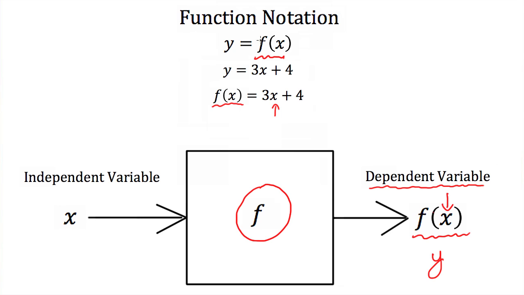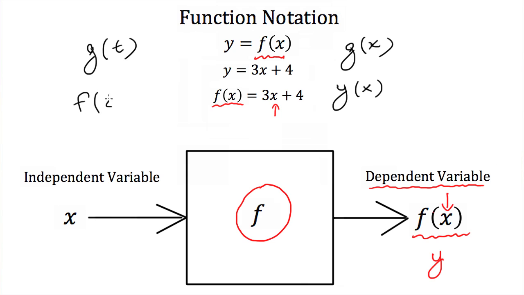Now, we don't always use f of x to show a function or to write in function notation. Sometimes it's g of x, it could be y of x. And you don't have to use x either. You could use g of t, f of z. This just means that z would be our independent variable, and then f of z, or the function value for whatever z is equal to, is our dependent variable.